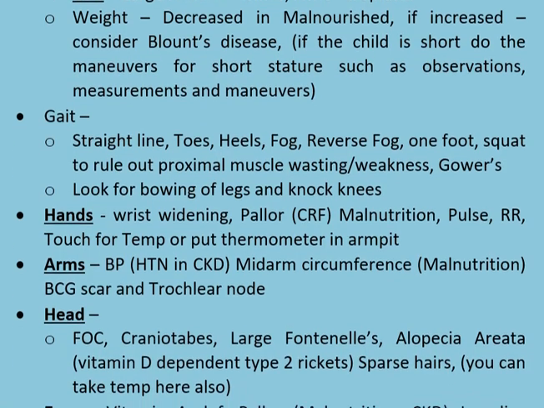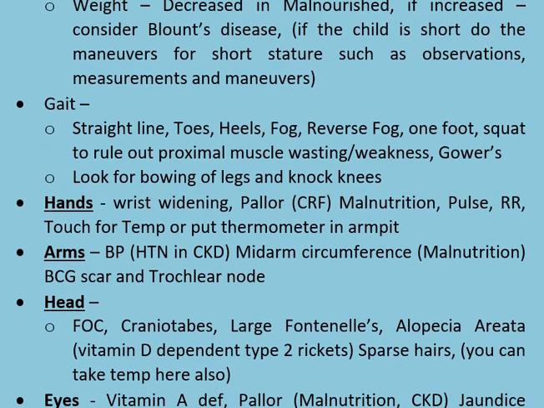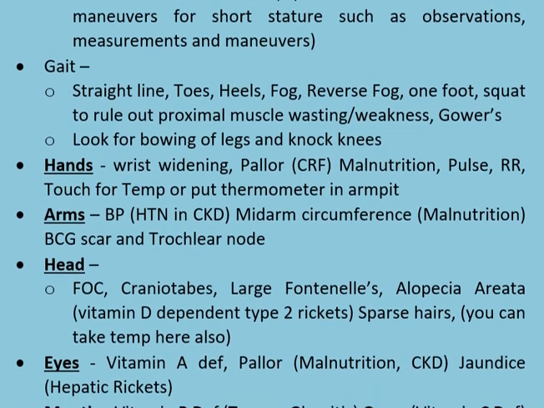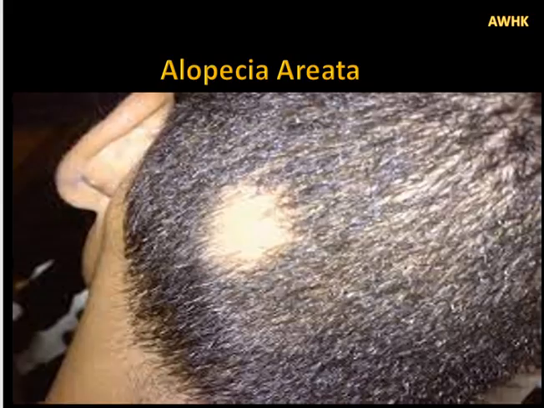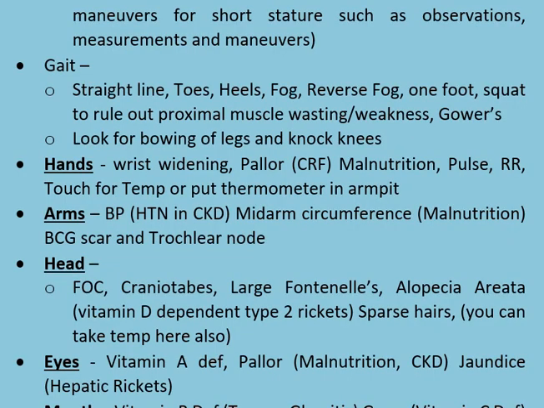BCG scar and epitrochlear nodes, sorry for the mistake, head. Then you check the FOC, craniotabes, large fontanelles, alopecia areata that is present in vitamin D dependent type 2 rickets. So this is alopecia areata. You can take temperature here also.